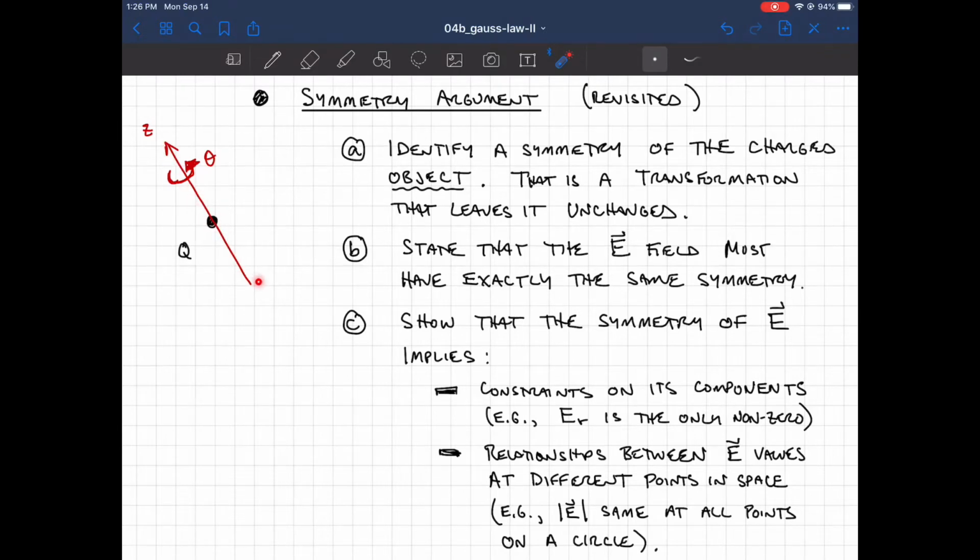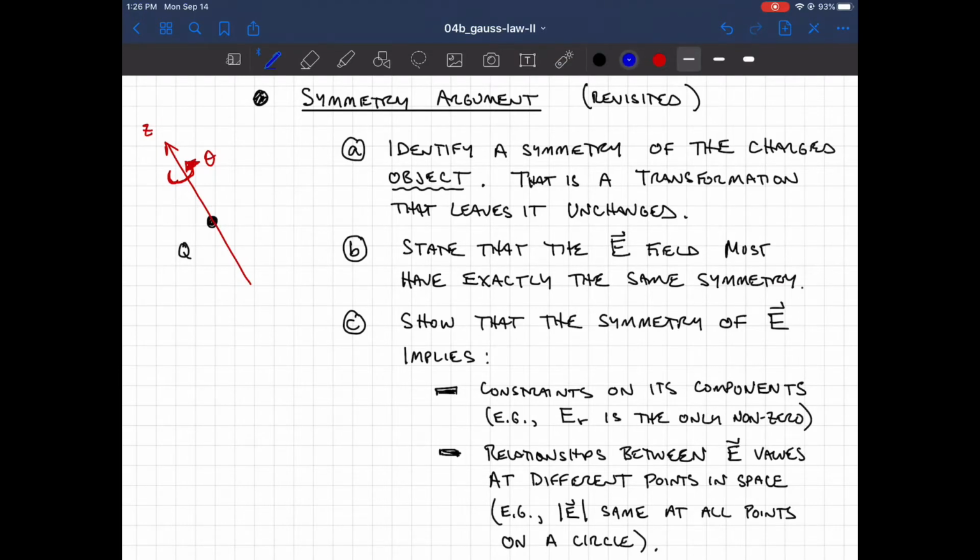But as long as I draw an axis that goes through the charge, then the charge will not be changed at all. So this is a symmetry of the charge. That's part A. I've identified the symmetry of the charge. Now I state, well, the electric field must have exactly the same symmetry. So what that means is a couple of things.